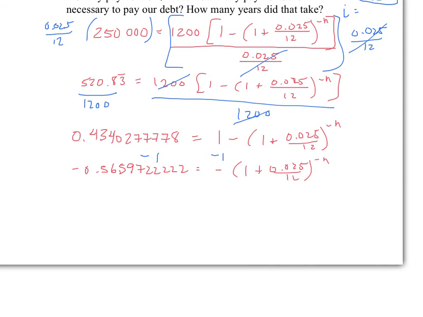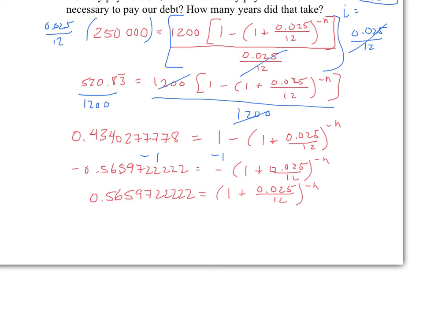Alright, so now I divide by negative on each side. Okay, so basically I just turn both sides into a positive value, and then we're going to be ready to use our logarithms. Oops, it's not a z. Equals (1 plus 0.025 divided by 12), all to the power of negative n.